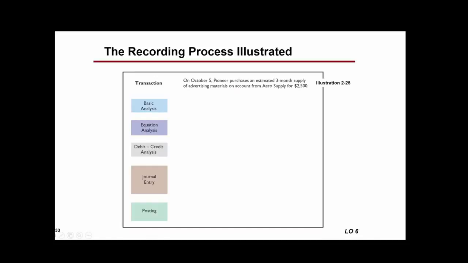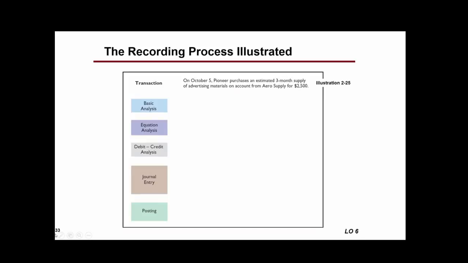On October 5th, Pioneer purchases an estimated 3-month supply of advertising material on account from Air Supply for $2,500. Did the company pay? The company did not pay. Whenever the company does not pay, what does it automatically mean? That's a liability, right? The company took a new loan, and what's the account that we use? Accounts payable. Okay? When they say on account, it's accounts payable.